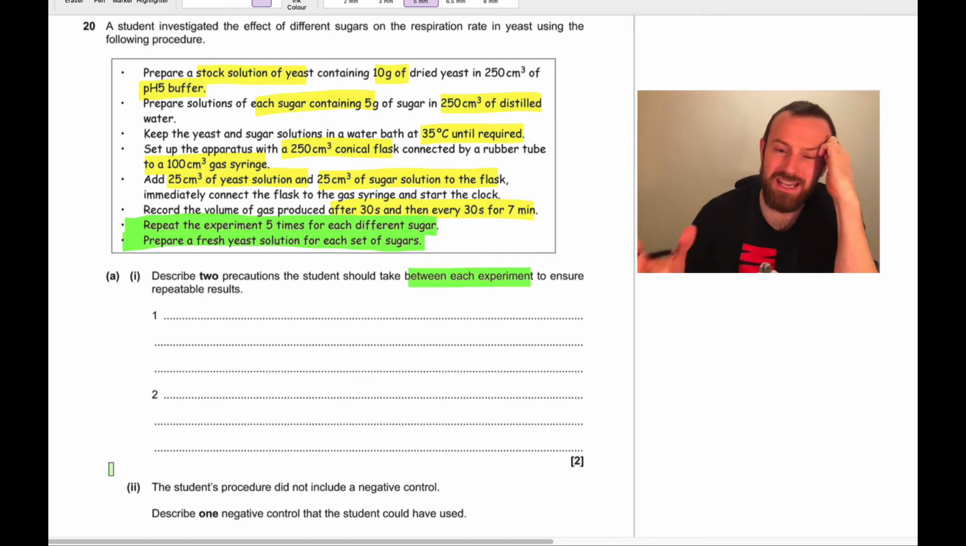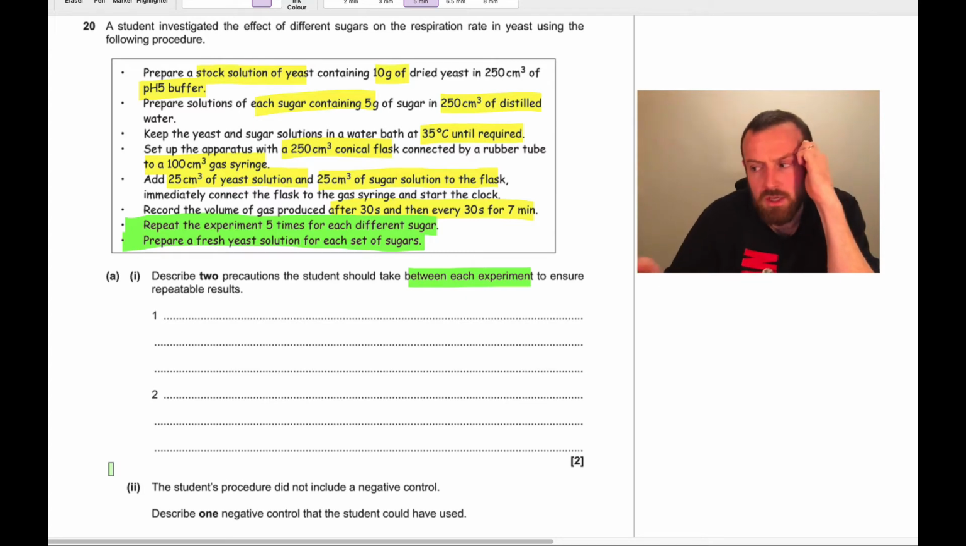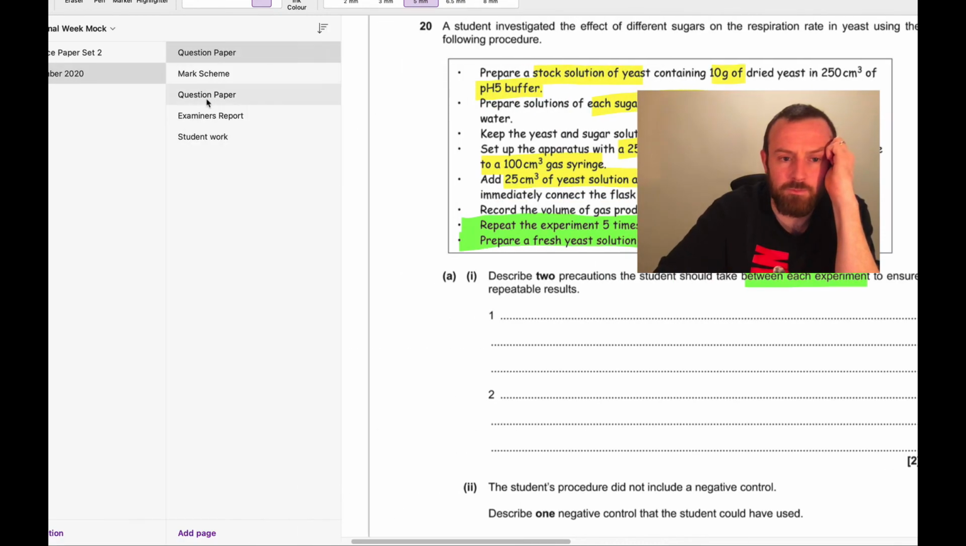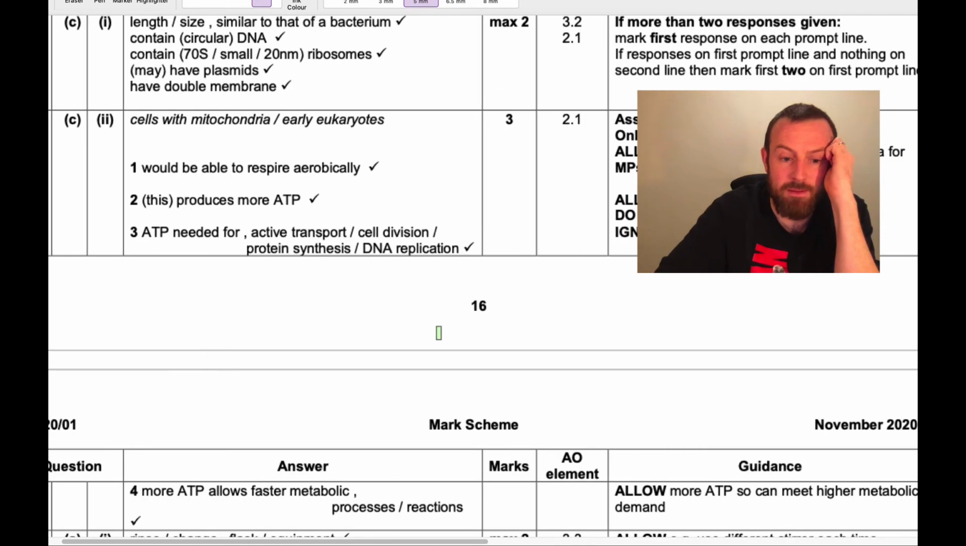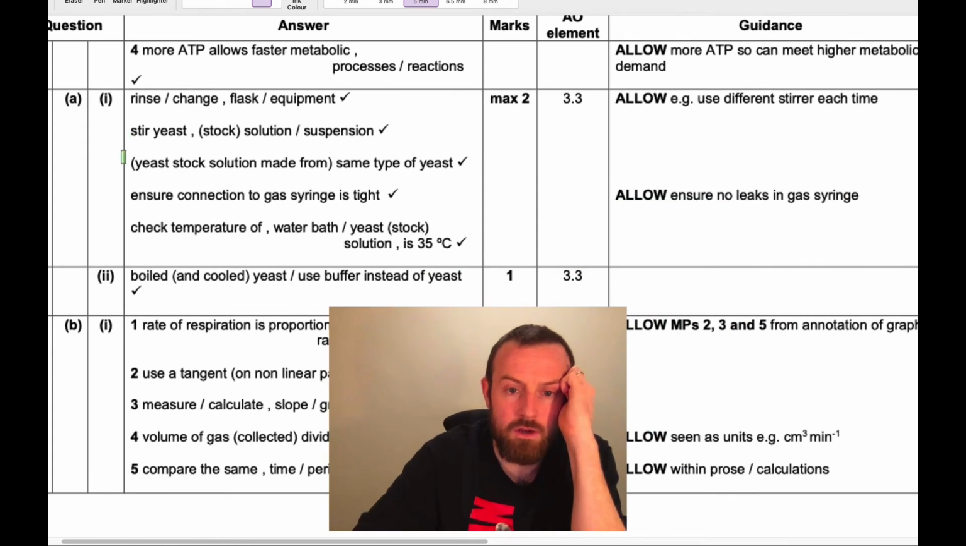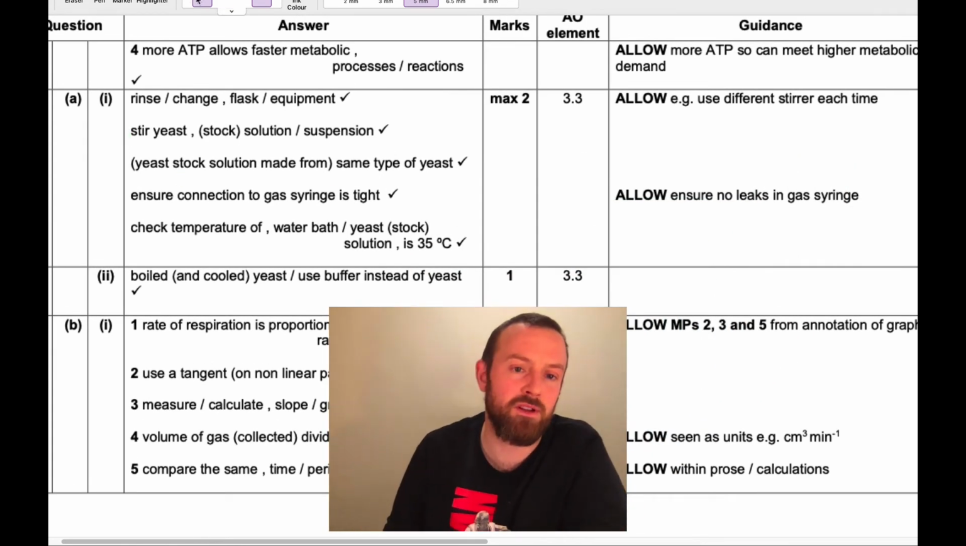Okay, I can see how some people might have just put water, just water and sugar. But I think they actually want you to say dead yeast. Let's look at the mark scheme. They don't want you to say dead yeast, they want you to say boiled yeast. Okay, so here is the mark scheme. So yeah, you've got a few things actually here. Oh yeah, I forgot loads.